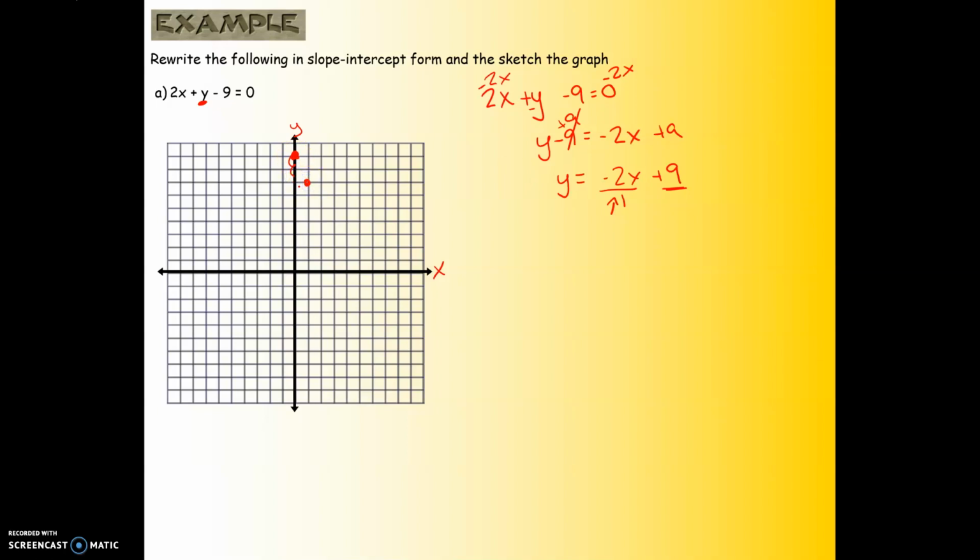So there is my new point. If I want to give another one, go down 2 over 1. And I can keep going as much as I want. Connect my points. There's my line.